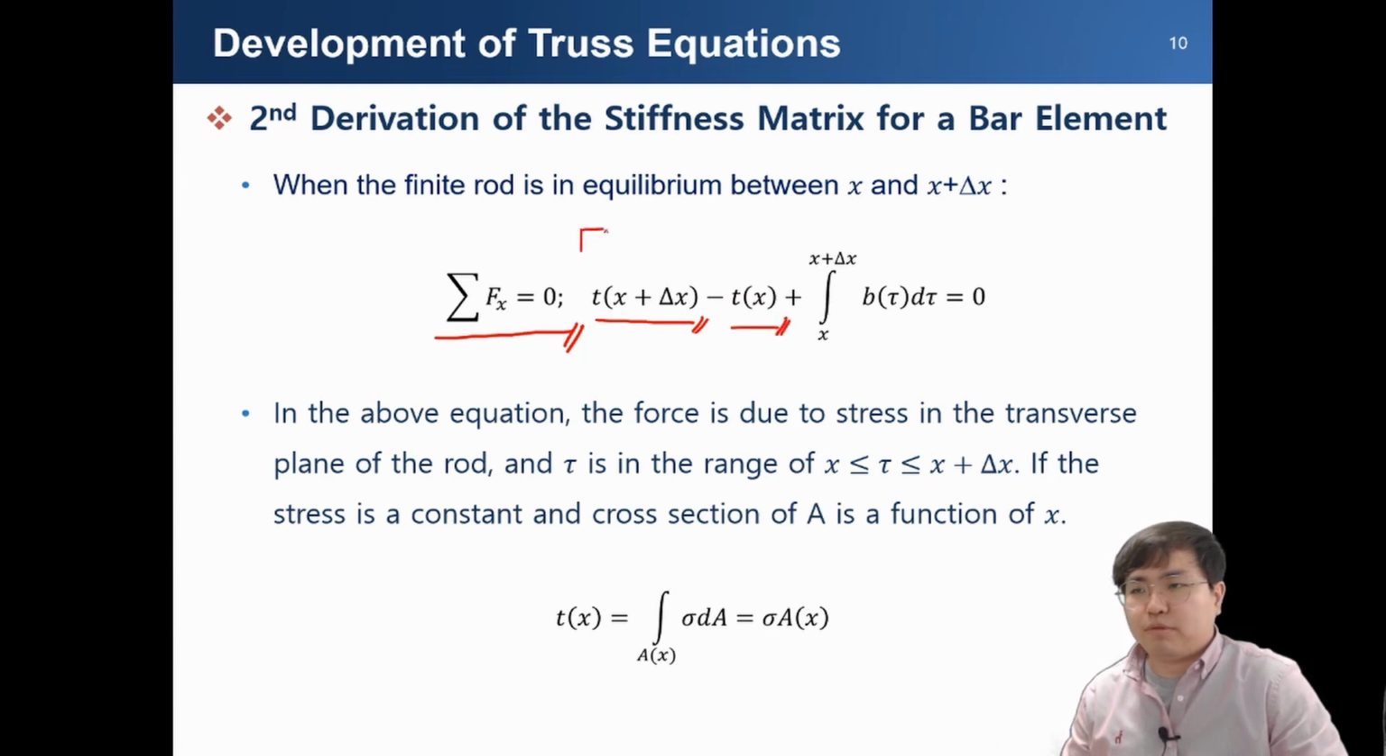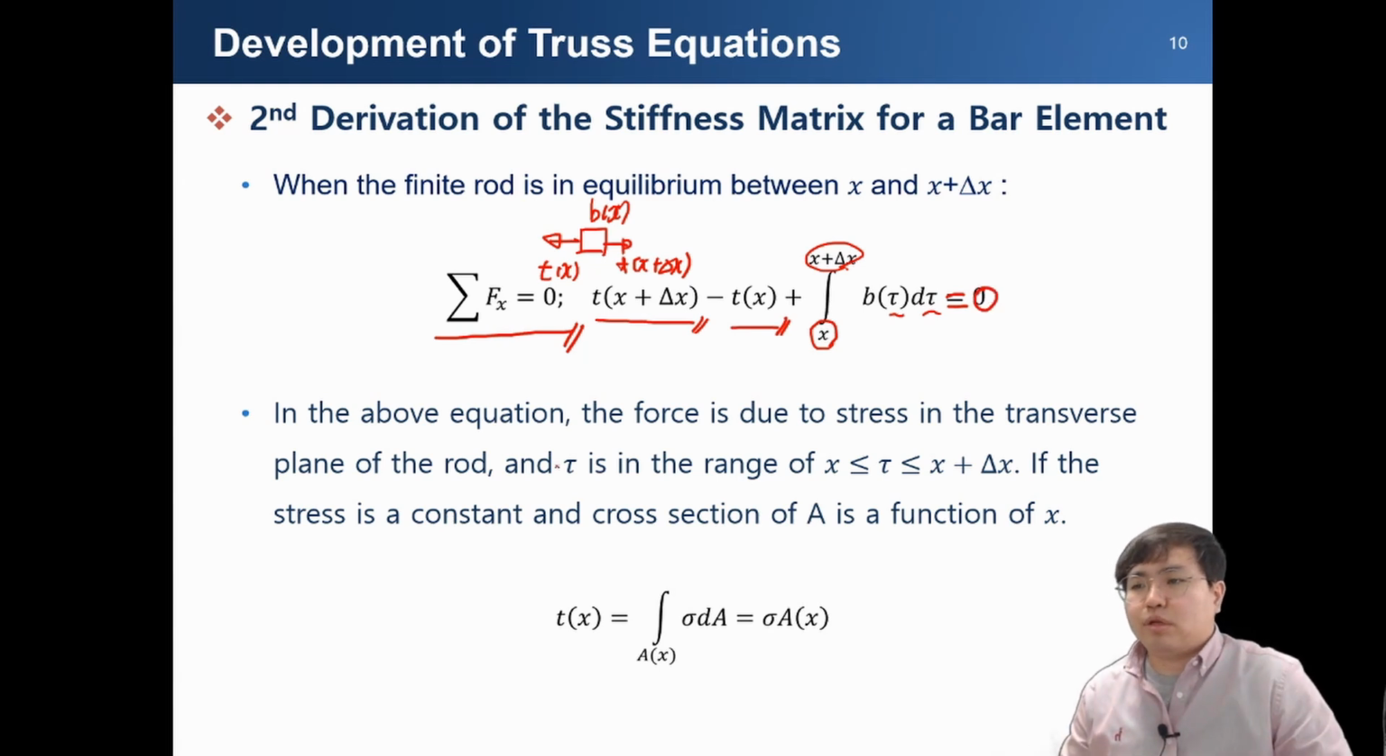They have two different signs: this is a plus, this is a minus. Maybe this is X, this is X plus delta X. Here we have a body force Bx. Since we have body forces, we must integrate over the whole part, so I use the tau variable. This tau ranges from X to X plus delta X, so that after summing the body force, these three force terms must become 0.